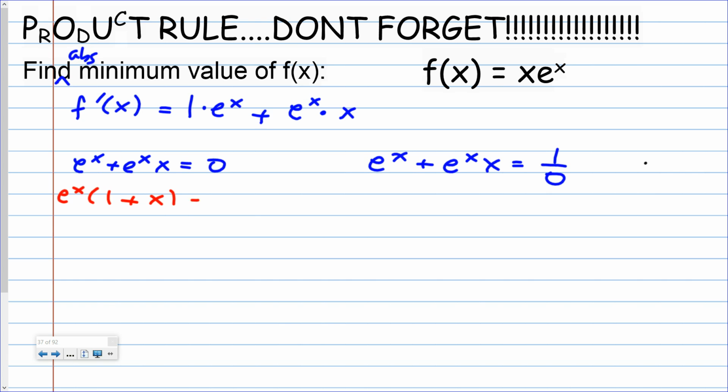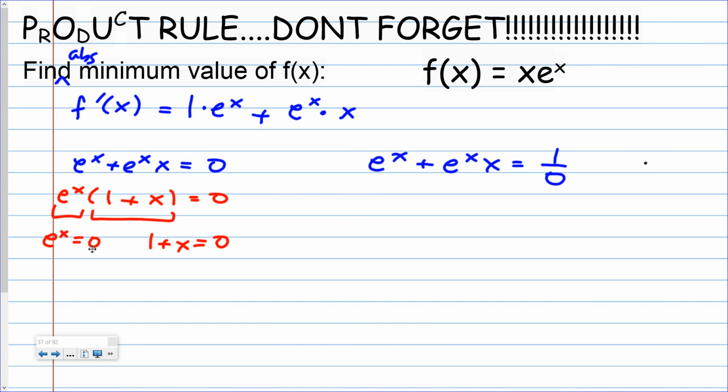Take out e to the x. If I take out e to the x, I get something times something equals 0. And in math, if something times something equals 0, what does that mean about one of these somethings? One of them is 0. Okay, there's no way you can get an answer of 0 if one of these is not 0. So what I know is e to the x is equal to 0, or 1 plus x is equal to 0.